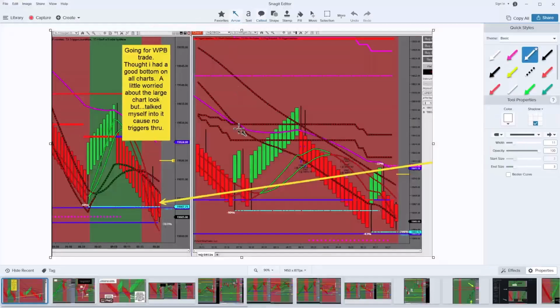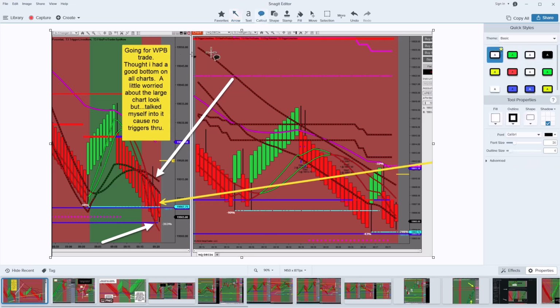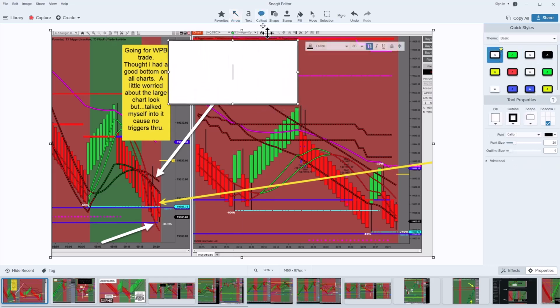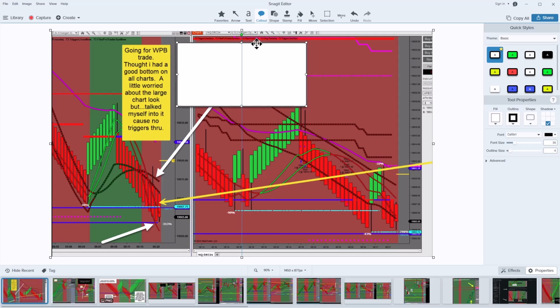So first things first, we have to look at trigger line strength and direction. So I'm going to just label it for you. And again, you were thinking that you had a good bottom, which you technically did have. So it's not that the bottom was wrong. You just have very wide open triggers to the downside.